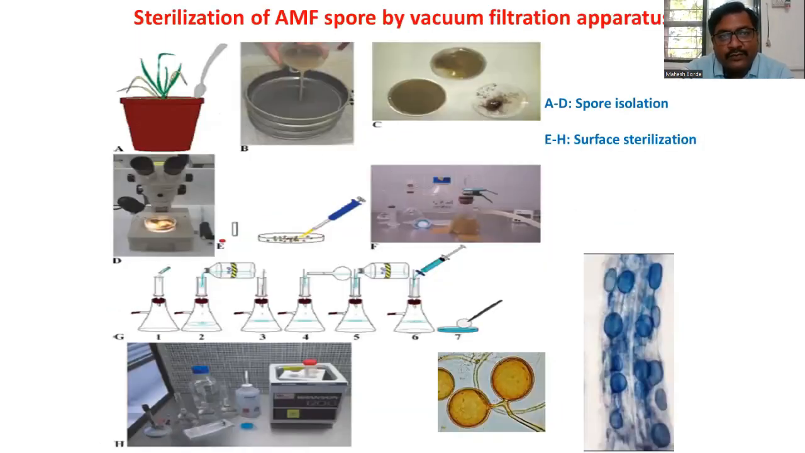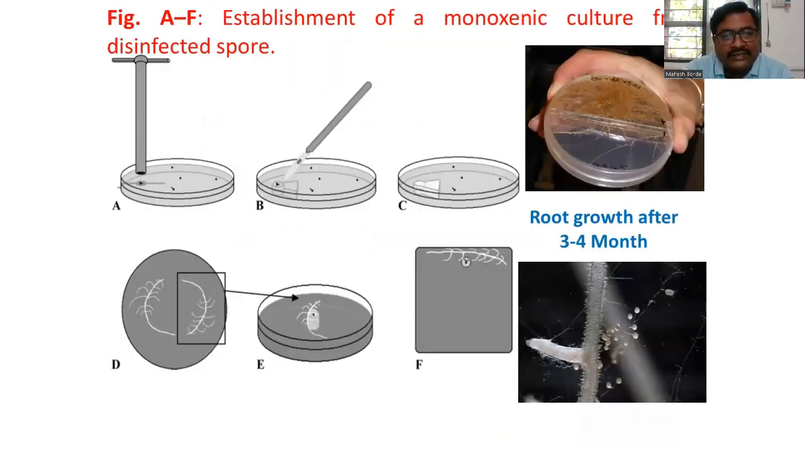This is the general procedure for spore isolation and surface sterilization. These surface sterilized spores will be inoculated on a single MSR media. Within 2 to 3 days, these spores germinate. Then again, these spores are inoculated in the vicinity of the root so that they germinate and colonize the root.